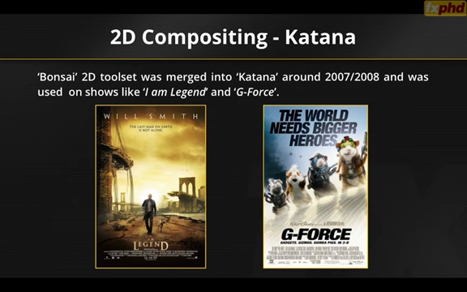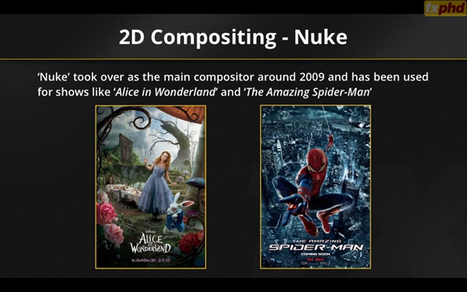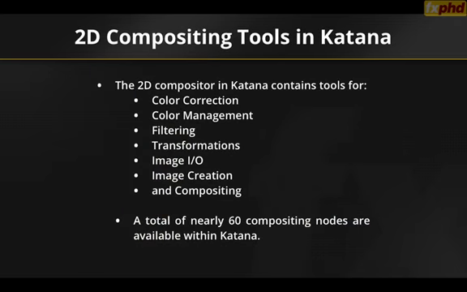and they were using the 2D compositing system in Katana to do the compositing on I Am Legend and GeForce. Now around 2009, Sony took the decision that they were going to move completely over to Nuke as their main compositor, and that's been used since then on shows like Alice in Wonderland and The Amazing Spider-Man.